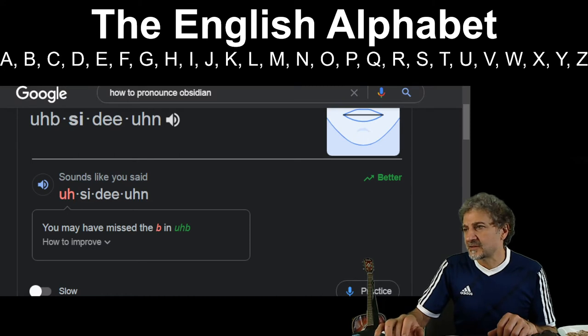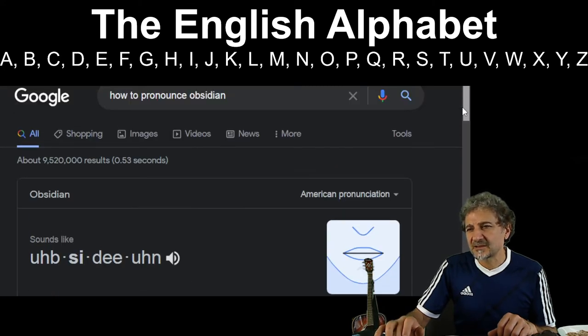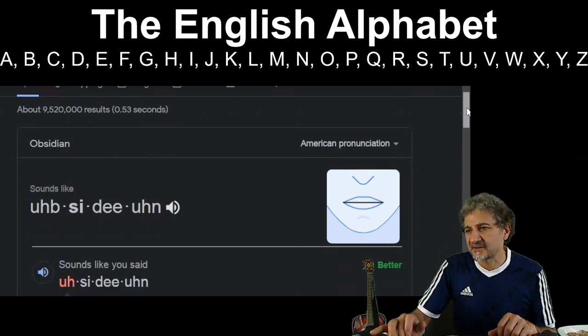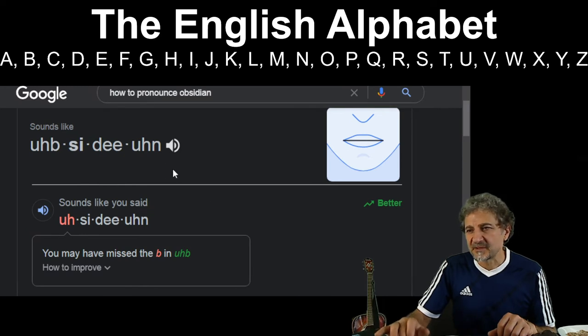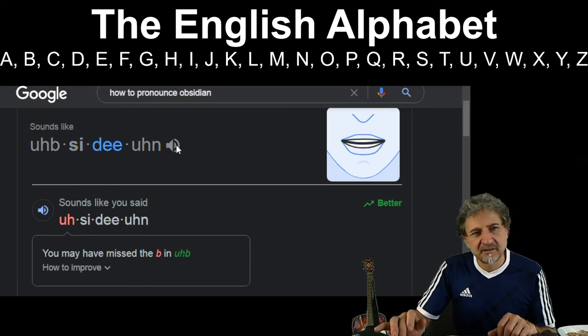Okay, you see how obsidian is spelled, right? See over there? Can you see? Let me see how to pronounce obsidian. Let me repeat that again. I'm curious. Let's see if it works a little better. Here again. Obsidian.